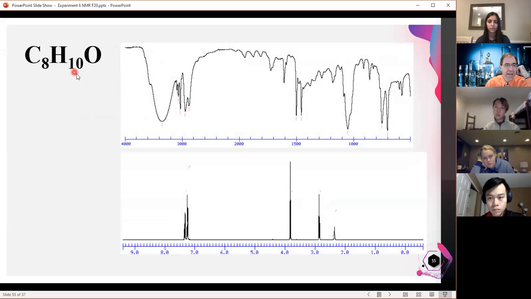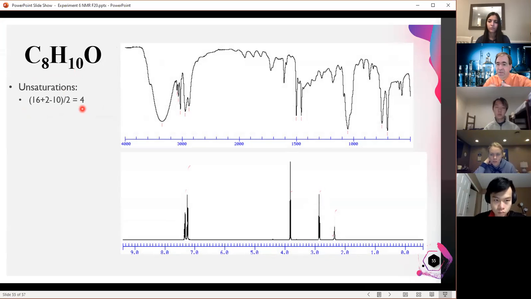All right, C8H10O. Calculated unsaturations comes out to be 4. Now, as a trained chemist, and by trained chemist, I mean somebody who's focused on those patterns, when I see 4, I think, okay, this could be multiple double bonds, or it could be an aromatic ring. Because an aromatic ring is a ring closure plus 3 double bonds. So that's just a really common thing.